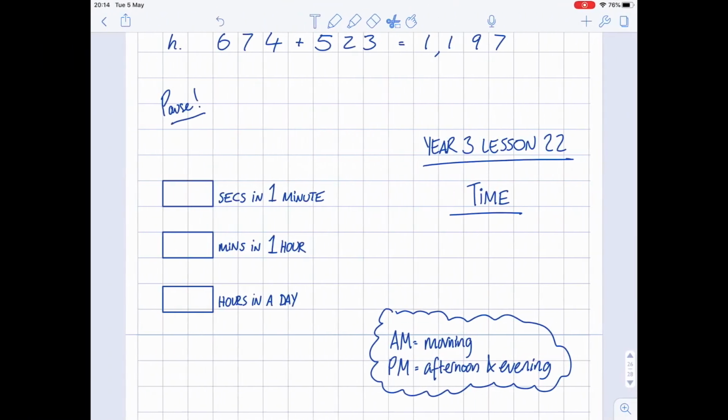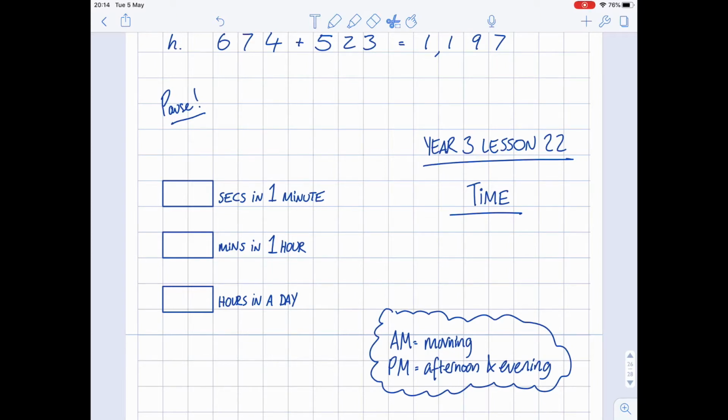Okay then, year 3. So lesson 22 is going to be a little time recap. It's not going to be 2 texts in a session. A lot of it, hopefully, is just something you've already done in school, but we need to make sure that you understand it all so that we can progress in lessons 23 and 24.